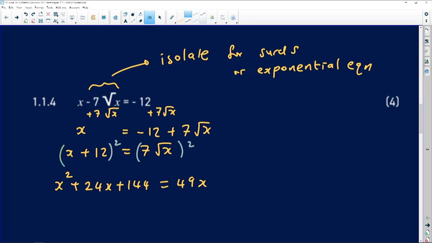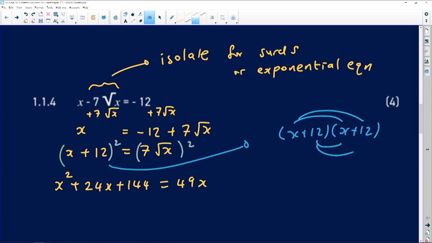Now I know sometimes we have problems with squaring binomials, so there is no shame in taking this and expanding it to x plus 12 times x plus 12 and going the long route, applying what people normally call foiling or the distributive law. In this case, you will end up with x squared plus 24x plus 144 is equal to 49x.